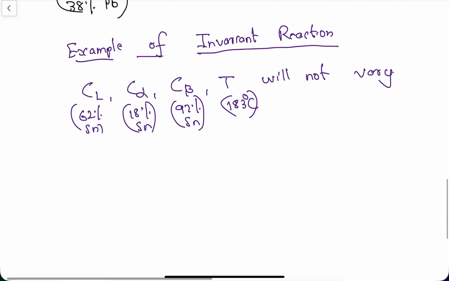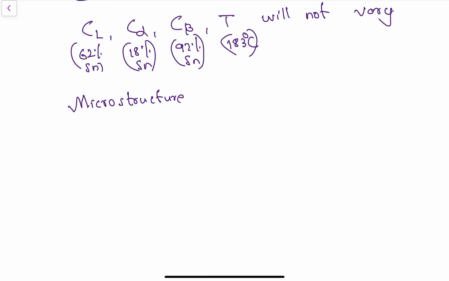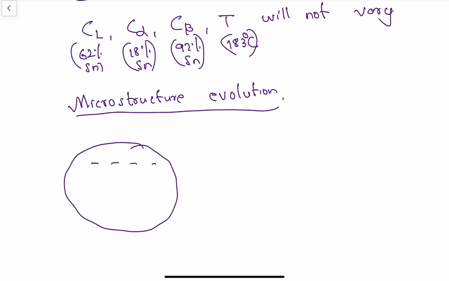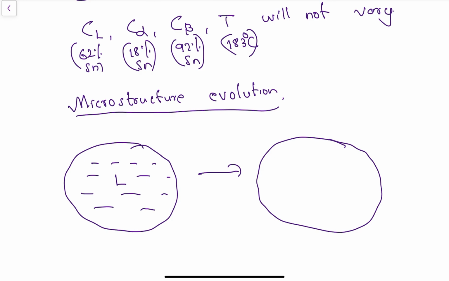Now let us look at the microstructure you are getting. The microstructure evolution in a eutectic reaction. What is the change in the microstructure? You can see that there is a liquid here, and this is converted upon the eutectic reaction. So this is how alpha and beta is formed.